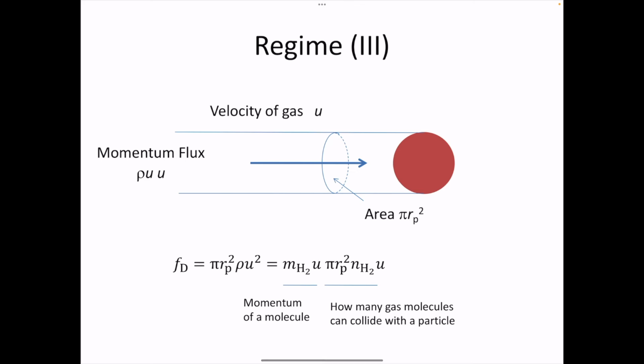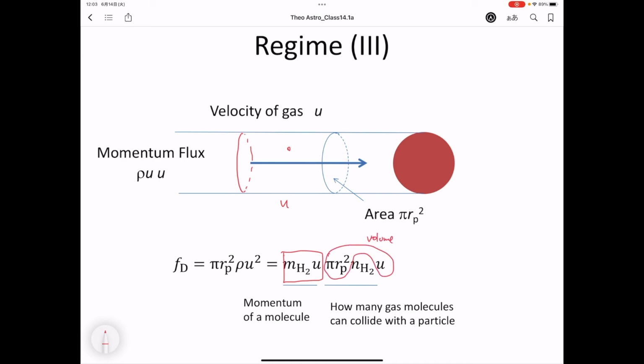Then we need to consider regime 3, the ideal fluid. We don't take into account the viscosity of the fluid. Inside of these cylinders, molecules can directly collide with solid particles. This is u. The momentum of each single hydrogen molecule can be calculated: the mass of the gas molecule times u is the momentum of a single gas molecule. Times πr_p² times n_H u, which corresponds to the volume times the number density, gives us how many gas molecules can collide with the solid particle. Then you can express this as πr_p² times ρ u². This is the drag law for particles with a size larger than 20 centimeters.